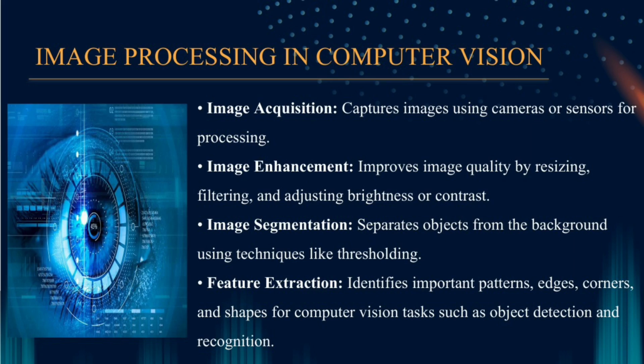After that, segmentation comes to divide an image into meaningful parts. One common technique is thresholding, where objects are separated from the background. This makes detection much easier. Finally comes feature extraction. In this step, the computer identifies the important features like edges, corners, textures, shapes, and patterns. These features are then used for tasks like object detection, face recognition, medical image analysis, and self-driving cars.